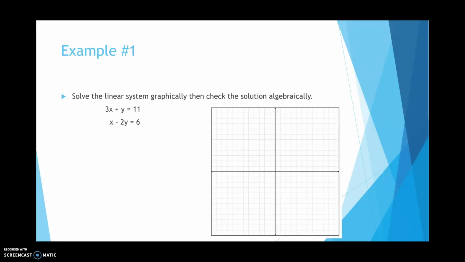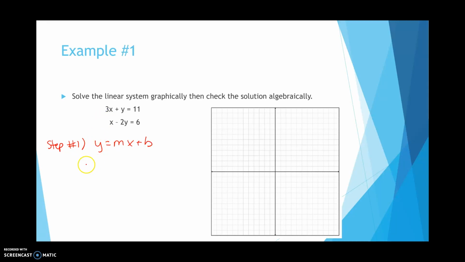We have example number 1. They want us to solve the linear system graphically, then check the solution algebraically. So we have 3x plus y equals 11 and x minus 2y equals 6. Step number 1, we're going to put them into the y equals mx plus b form.